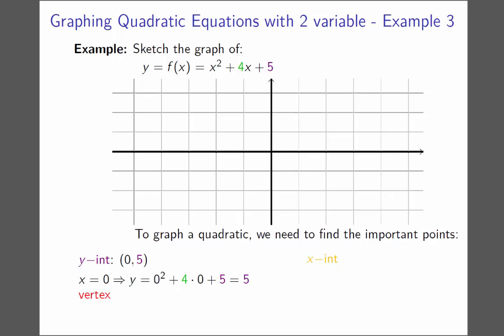What about the x-intercept? To find the x-intercept, we look when y is 0. Given the equation, 0 equals x squared plus 4x plus 5, we can solve this using the quadratic formula. If you would like to see the steps of the quadratic formula done out, click the purple link now.